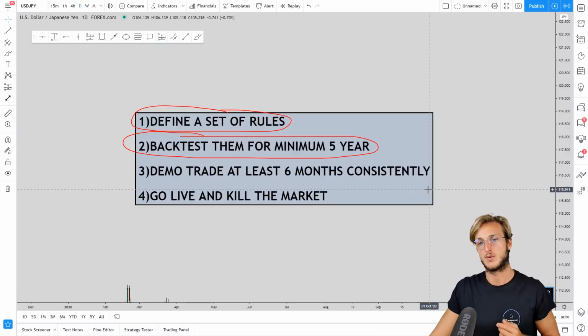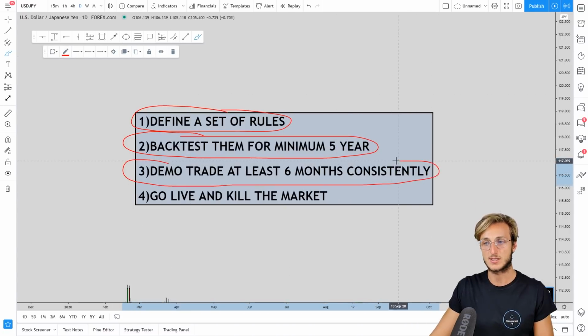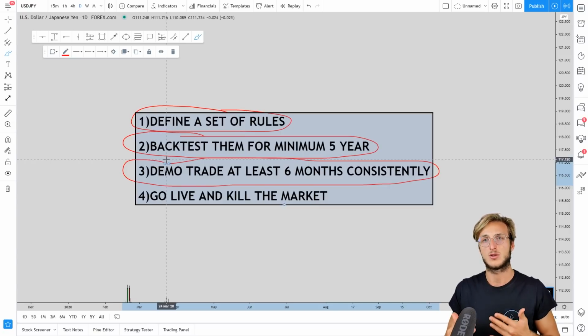Then the third step after that, what is it? It is to demo trade those rules profitably for at least 6 months. Because now that you have the set of rules, it doesn't mean that you're able to actually trade them in the market. Obviously there are a lot of variables that can come into place, and you might make mistakes in applying the rules. So that is why it is very important that, after you have a profitable rule-based strategy, you take at least 6 months to be sure that you're actually demo trading the strategy consistently.